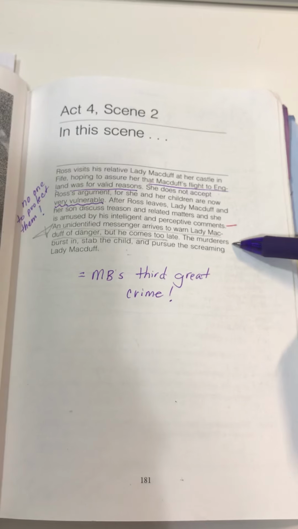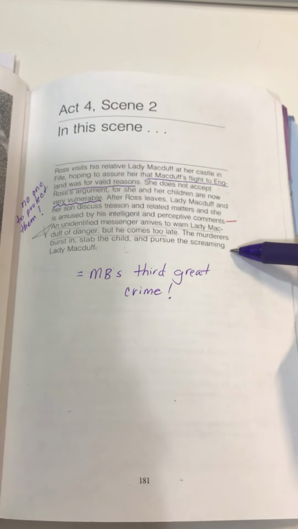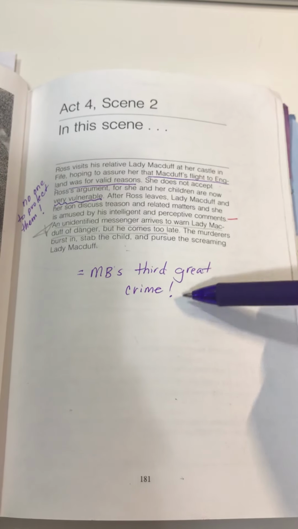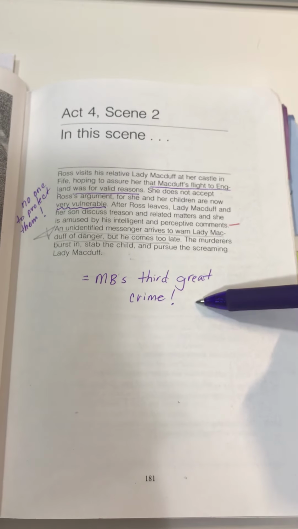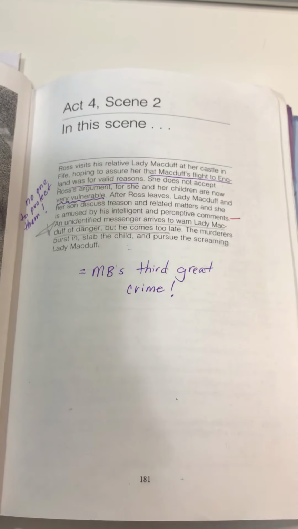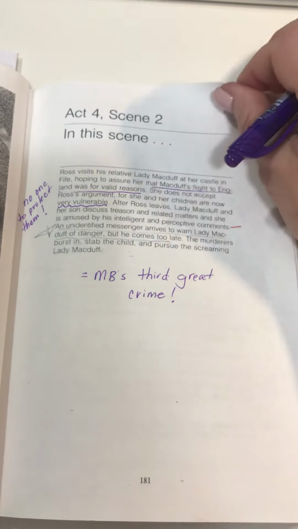The murderers burst in, they stab the child, and they pursue the screaming Lady Macduff. So again, as we know, this is Macbeth's third great crime. It shows how far he has now sunk in his ability to do horrific things.